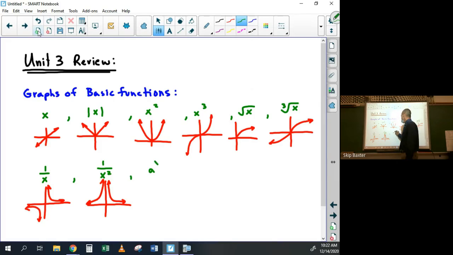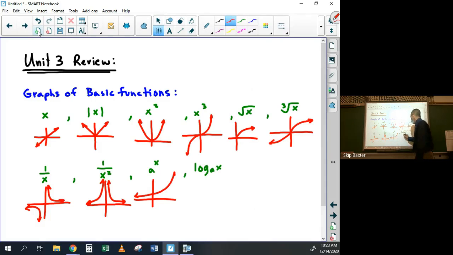Exponential functions, a to the x, which also has a horizontal asymptote that way, and passes through the point 0, 1. Log base a of x, which is the inverse of that, passes through 1, 0.